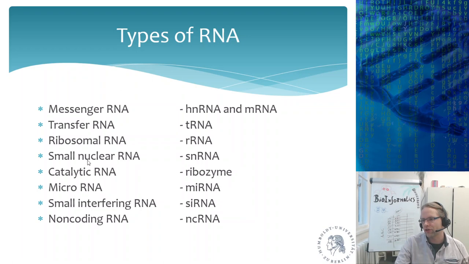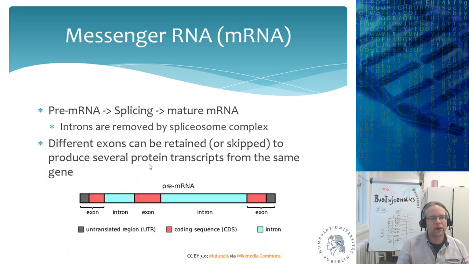We also have small nucleolar RNAs, snoRNAs. We have catalytic RNAs, which are called ribozymes. We have microRNAs, which are miRNAs. We have small interfering RNAs, siRNAs, and we have non-coding RNAs, which are ncRNAs. All right, so let's look at these a little bit more in detail.